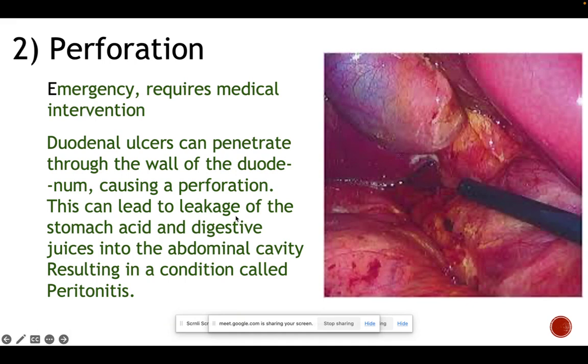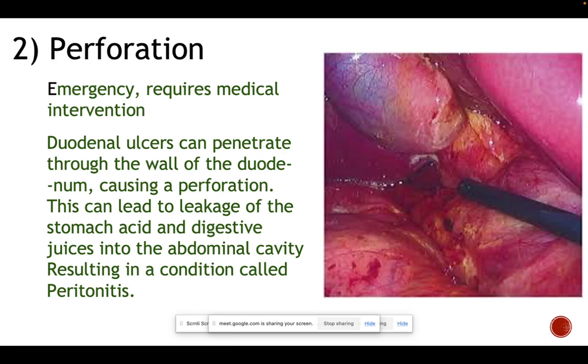So coming towards perforation, it is an emergency situation that requires immediate medical intervention. Sometimes the duodenal ulcer does not get treated on time, and due to that it penetrates the wall of the duodenum, which leads to leakage of stomach acid, digestive enzymes and juices into the abdominal cavity, which can also result in peritonitis, which is again an emergency situation, because the peritoneum encloses and is in contact with almost all the organs: the liver, spleen, diaphragm, and other organs like the transverse colon and small intestine. So if peritonitis occurs, it will affect all the organs.